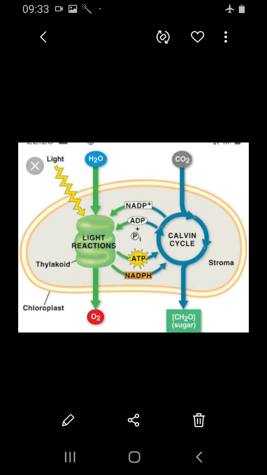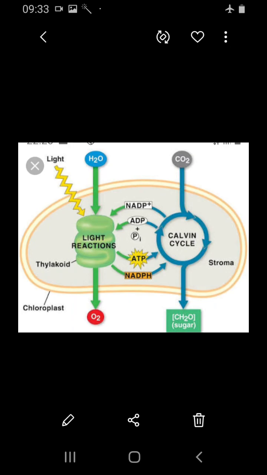The end product of photosynthesis is glucose. Finally it has a long chain of reactions and at the end it is synthesized as glucose, which is again converted into starch and stored in the plants. The stored food material in plants is called starch.